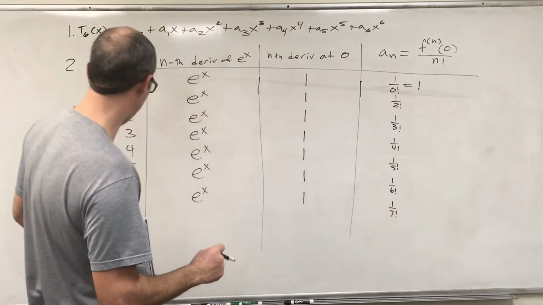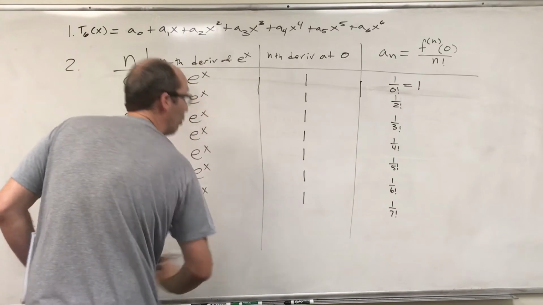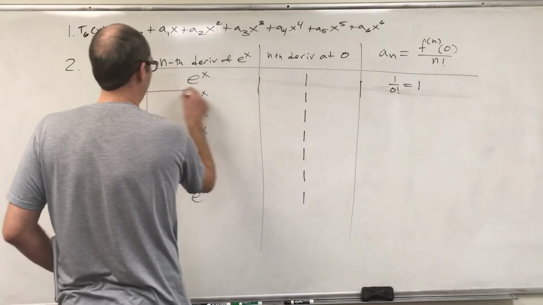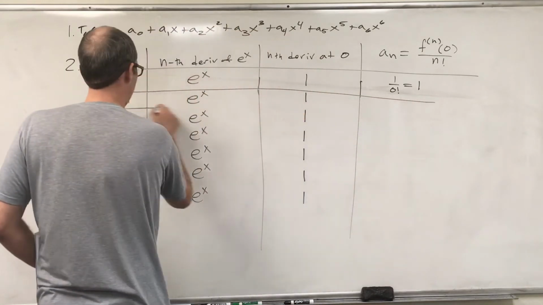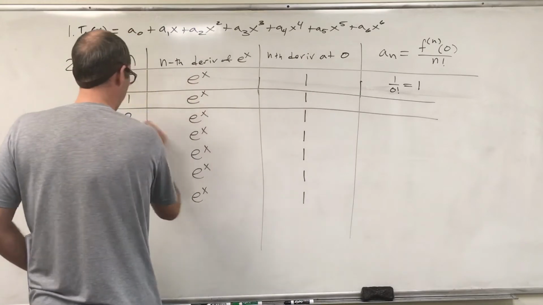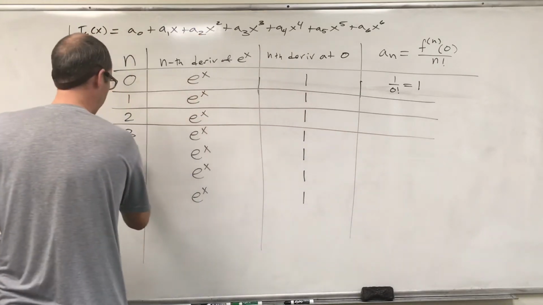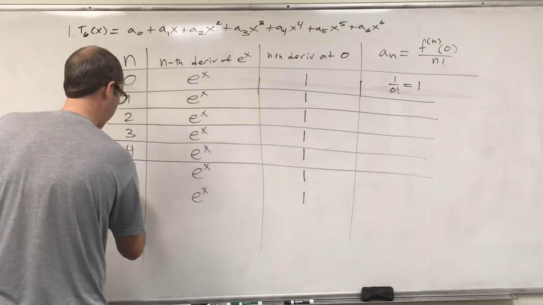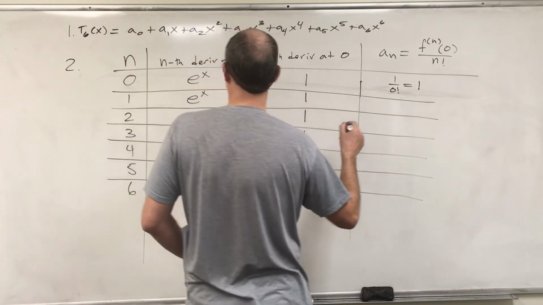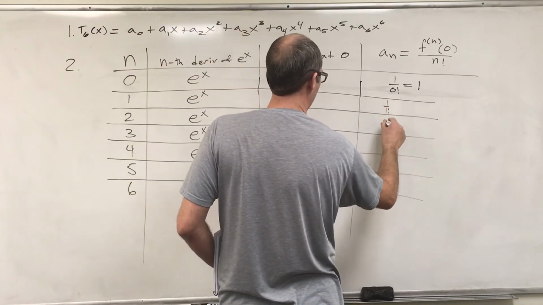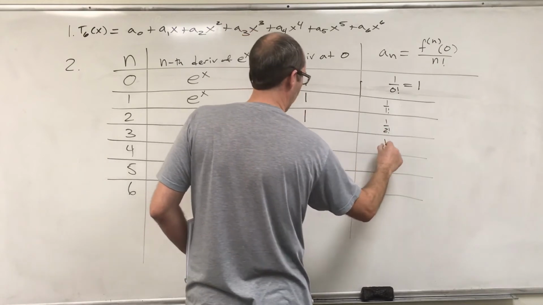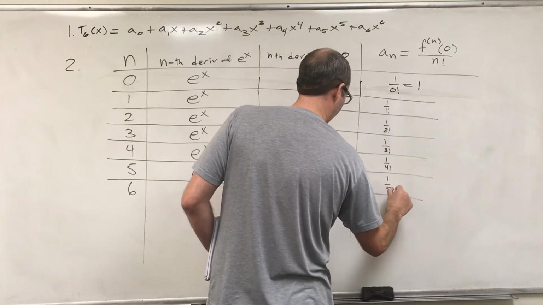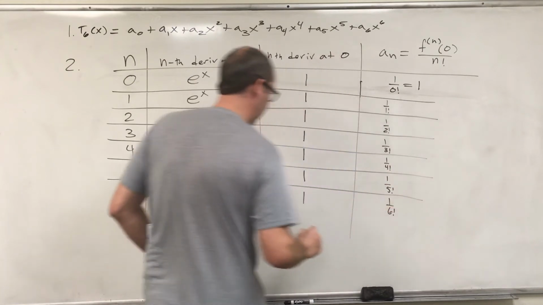Let's see, is it right? I did too many of those, huh? Oops. Okay, let's put these rows in there. Okay, there we go. So that's 1 over 1 factorial, 1 over 2 factorial, 1 over 3 factorial, 1 over 4 factorial, 1 over 5 factorial, and 1 over 6 factorial.